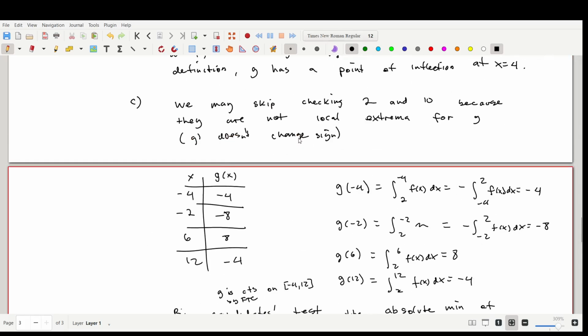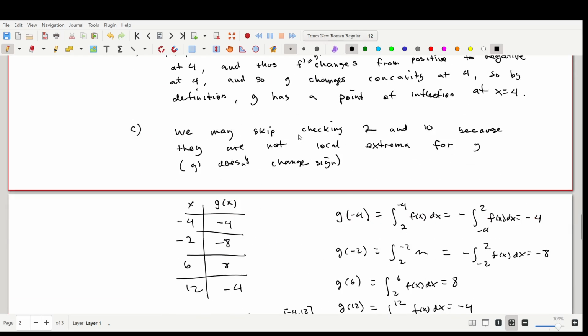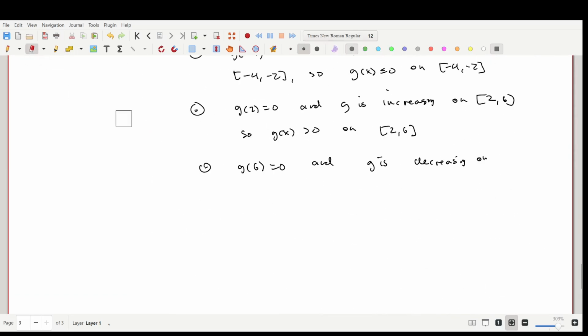Oops, sorry. G of 6 is 0. No, it's not. G of 10 is 0, I meant. It really doesn't matter what g of 6 is. G of 10 is 0, and g is decreasing on 6 to 10. So g of x is positive on, technically I should say, on 6 to 10.